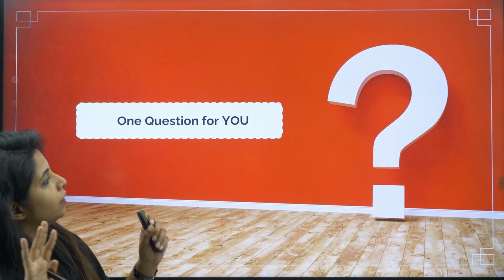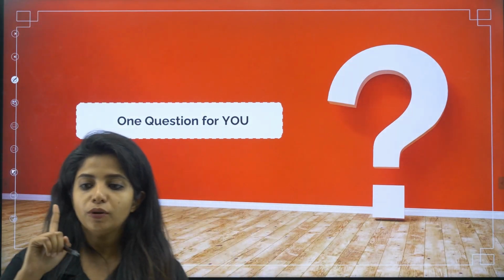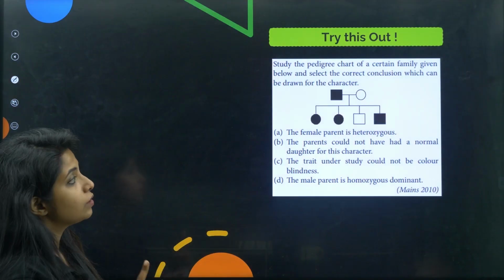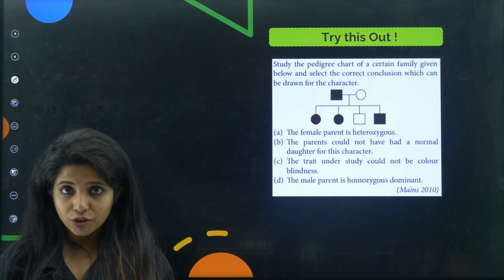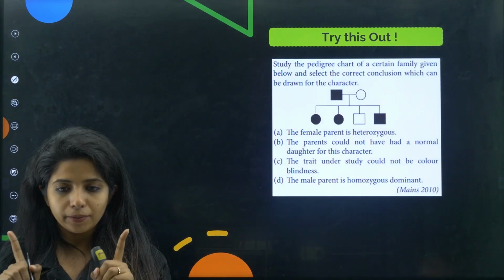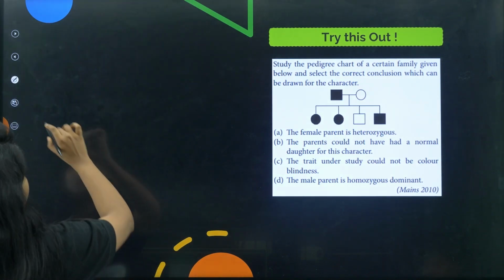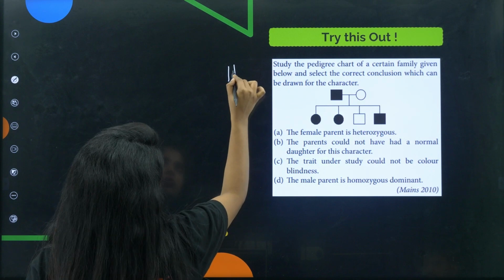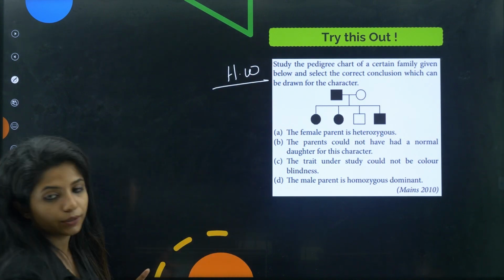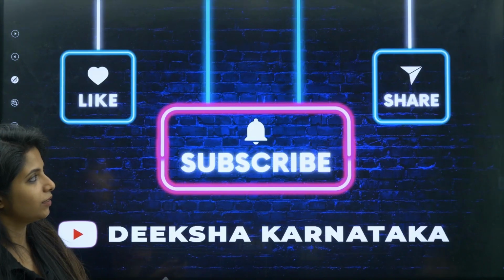Now we have one question for you that you have to solve. This is the question. Try by yourself and do let me know in the comment section what the answer is. Use your brain properly. It's very easy, but you have to try. Please tell me in the comment section in the form of homework. Cool. So that's all.